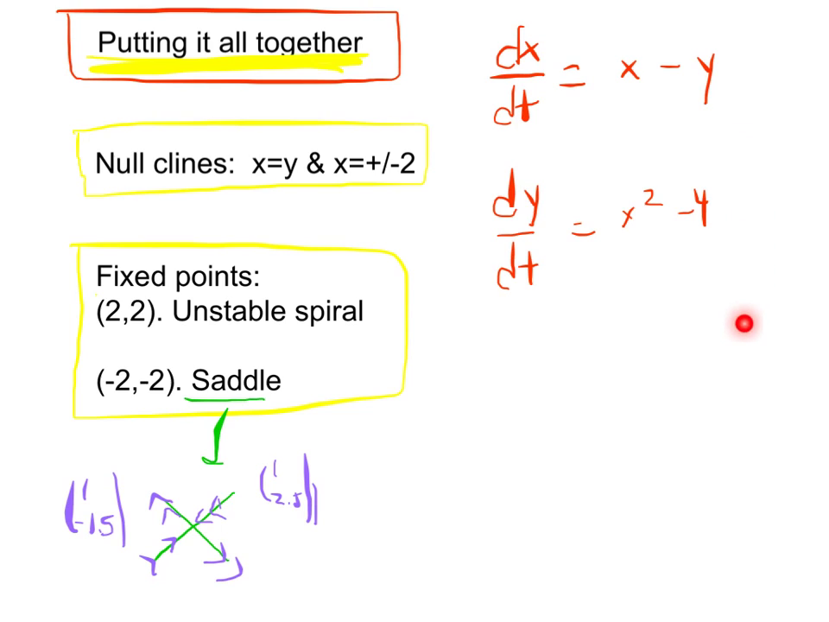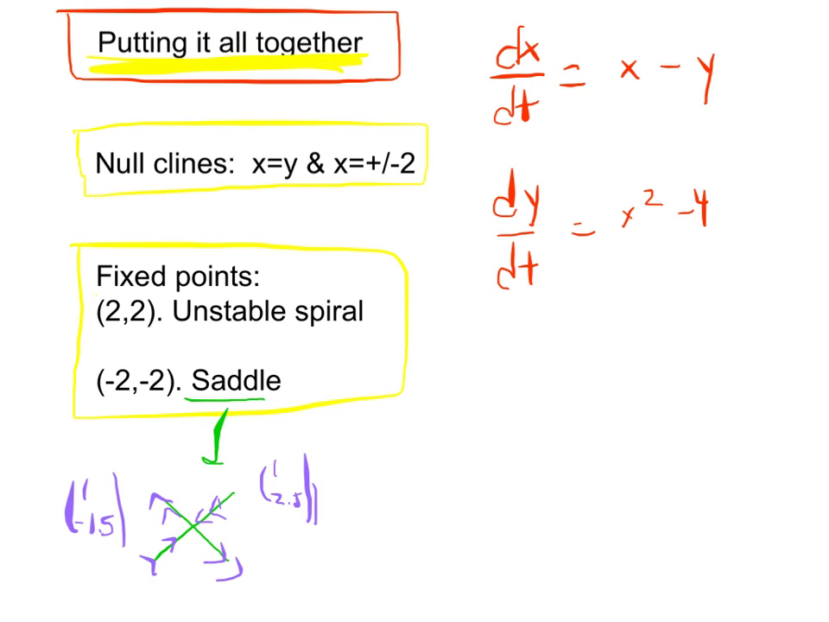So we have these two differential equations, dx/dt is equal to x minus y, dy/dt equals x squared minus 4. We have computed the nullclines. The nullclines are what happens when you set the right-hand side of each of the two equations equal to 0. So for the first equation, we got x equals y, and for the second equation, we got x equals plus or minus 2. And then we also derived the fixed points, which are the points where both dx/dt and dy/dt are 0. Those are actually the intersections of the nullclines. And we found that the one at 2, 2 is an unstable spiral, whereas the one at minus 2 is a saddle with the rough characteristics that are shown here.